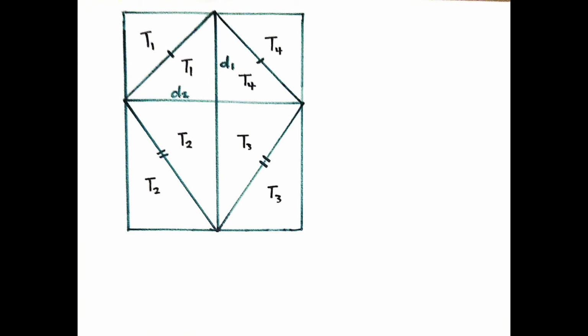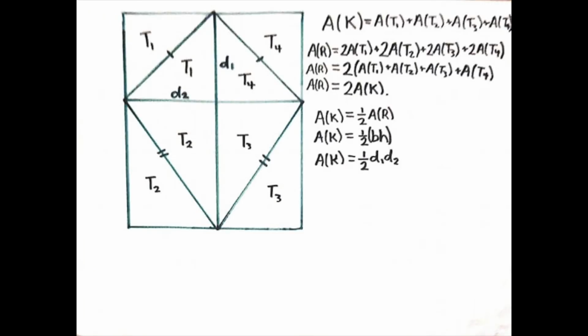This means that if we let the triangles in our kite be named T1, T2, T3, and T4, then the area of the kite is simply the area of T1 plus the area of T2 plus the area of T3 plus the area of T4. The area of the rectangle is 2 times the area of T1 plus 2 times the area of T2 plus 2 times the area of T3 plus 2 times the area of T4. We can factor out the 2, and this shows us that the area of the rectangle is simply 2 times the area of the kite.